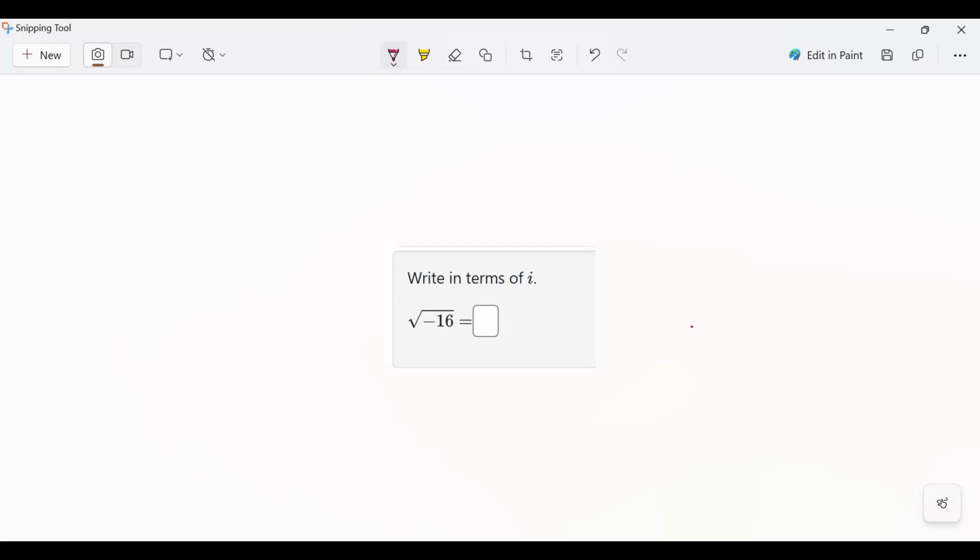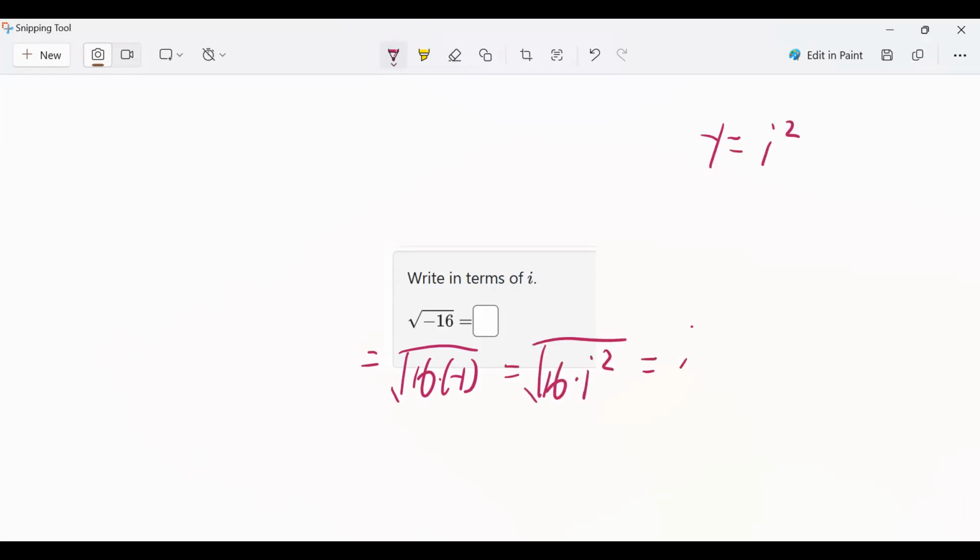All right, let's quickly check the solution. You write it as 16 times -1. And -1 equals i squared, so it's 16 times i squared. The square root of 16 is 4, and the square root of i squared is i. So the answer is 4i. Okay.